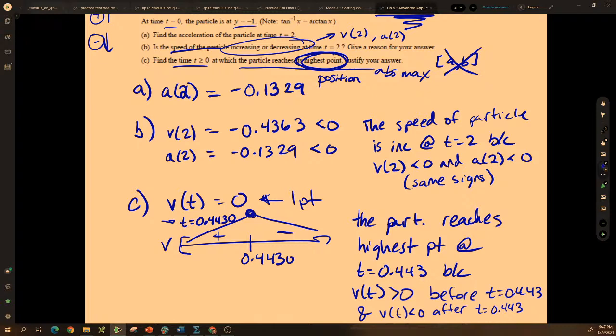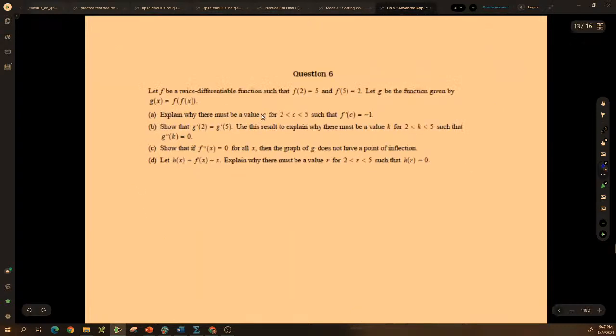Okay, the next question. Let f be a twice differentiable function. F of 2 equals 5, f of 5 equals 2. And we're given g of x equals f of f of x. Explain why. As soon as I see explain why, there must be, I'm thinking Rolle's, IVT, MVT, EVT. F prime of c equals negative 1. So f prime of c, MVT or Rolle's, because I have f, and because it's equal to a number, that's MVT.